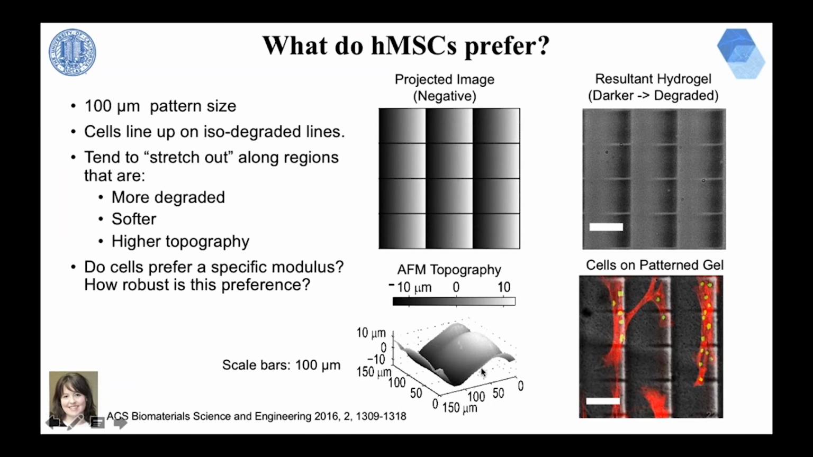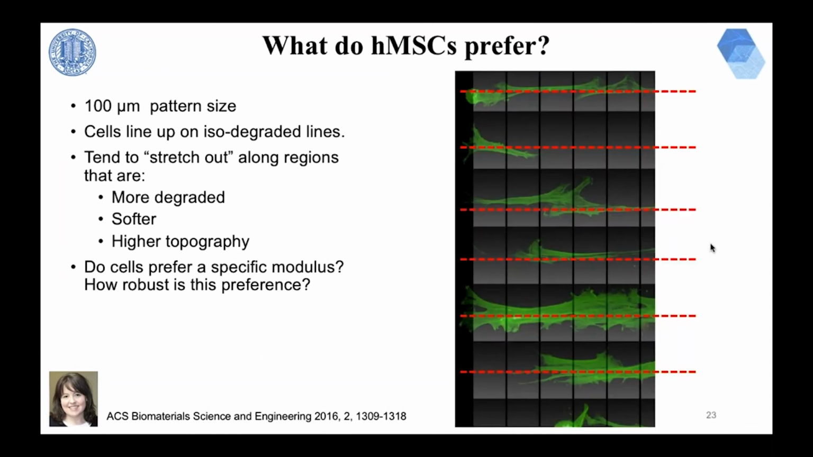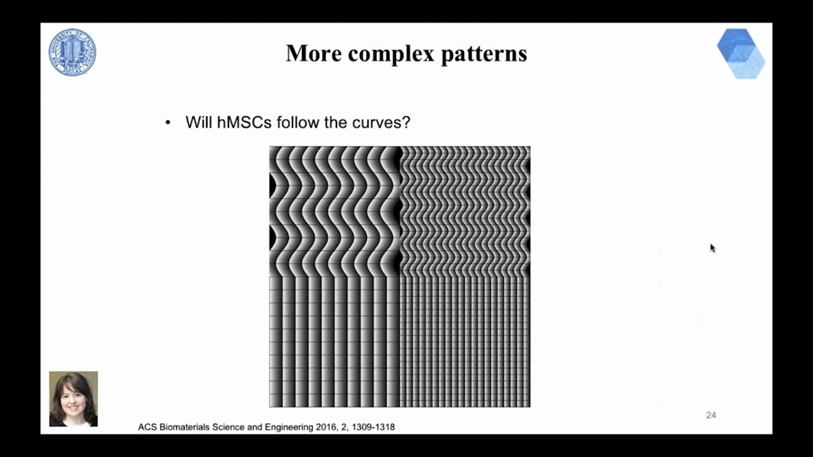And this was a little bit unexpected because in the literature, it's often stated that cells prefer stiffer substrates and they'll often fall into the valleys in patterned substrates. So we wanted to test how robust this preference was of the cells for these soft and higher topography regions. So we decided to throw them a bit of a curve. And because we can rapidly pattern our gels simply by uploading a new image file, this was something we could do in the matter of hours instead of days or weeks.